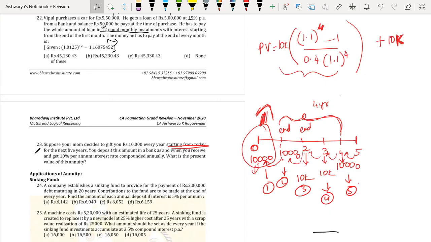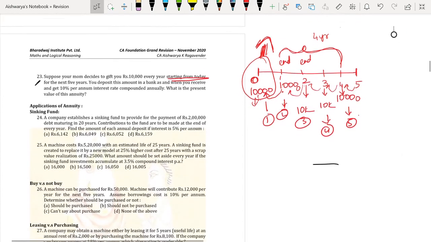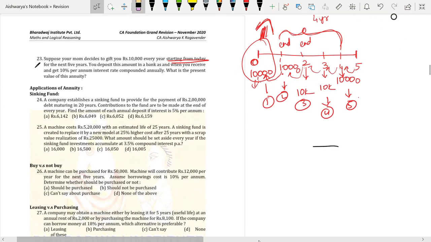Now I'm not going to solve this. I've just explained this to you. You can solve it yourself. We'll go to applications of annuity. Okay, Archana, you can continue.